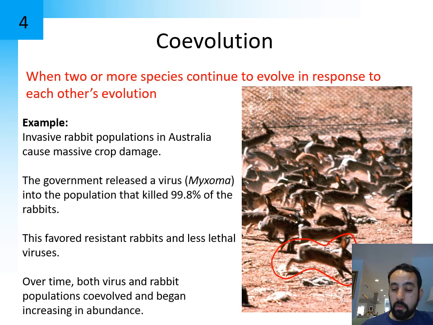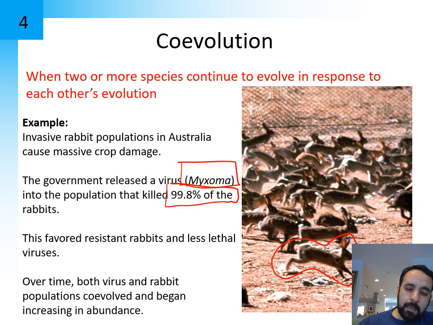And the biological control that you were using there is this myxoma virus right here. And it's a good biological control because it's specific to the bunnies. So you wouldn't spill out to other organisms, at least not that easily. And it was so effective that it actually killed 99.8% of the bunnies, right? And then what actually happened is that 0.2% of the bunnies survived, right?